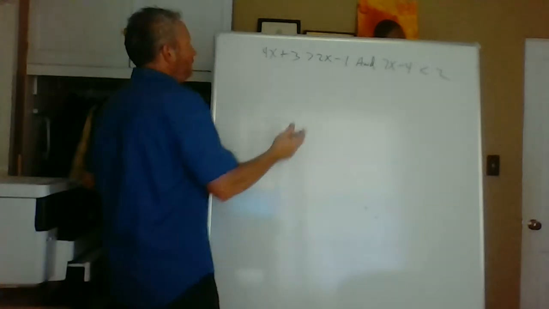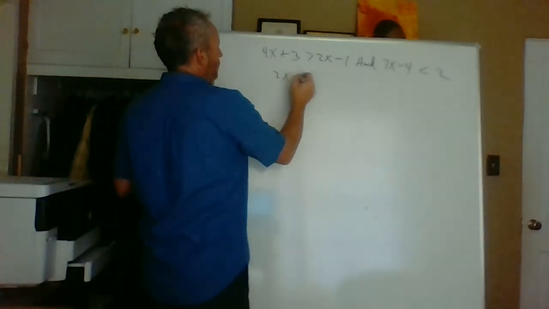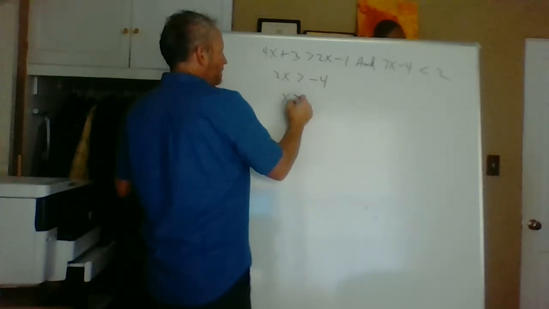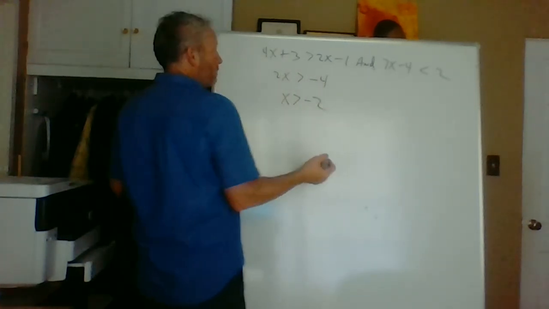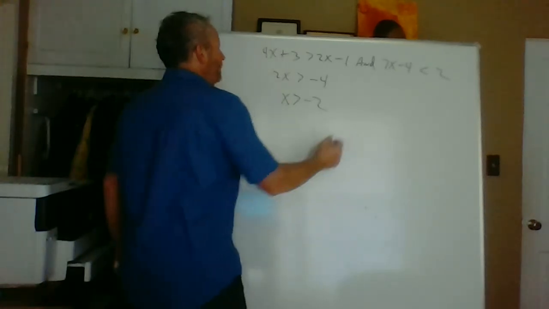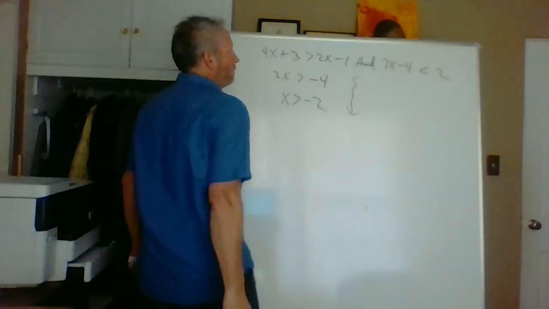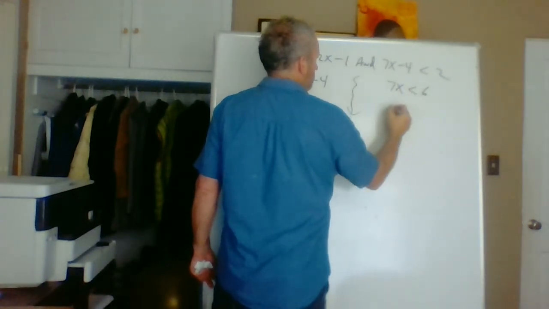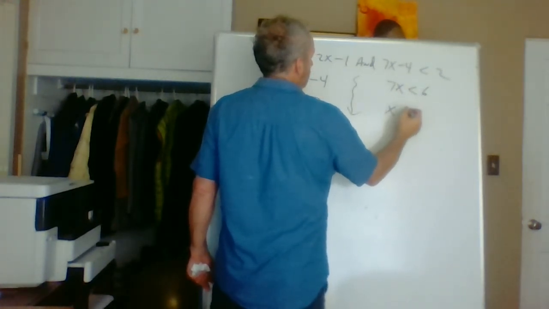So let's go ahead and do that. How about let's subtract 2x from both sides, subtract 3 from both sides, divide both sides by 2. Numbers are so nice here, it's catching me off guard. The and comes down along for the ride. Let's add 4 to both sides. 7x is less than 6. Divide both sides by 7. X is less than 6/7.